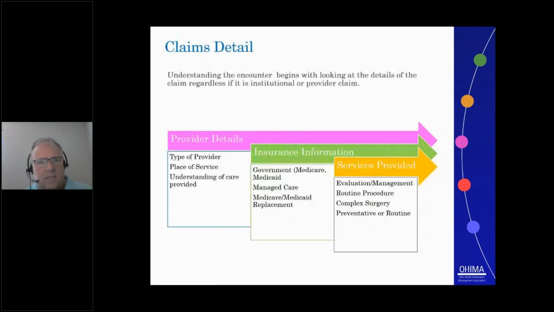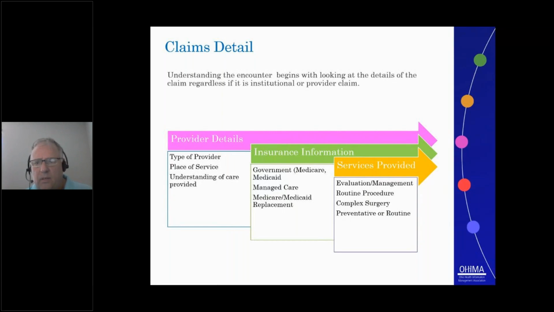Let's take a closer look at these. First, claims detail. It is important to start at the beginning in denials work. You must first understand what the visit or encounter was for. This understanding is important regardless of the provider setting. You need to review all claims information first. A quick 1-2 minute assessment of the details will allow you to understand some of the potential reasons why a claim may have been denied, and that information is on the claim itself.